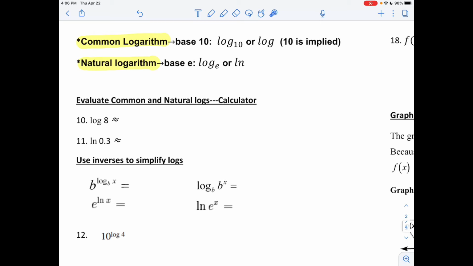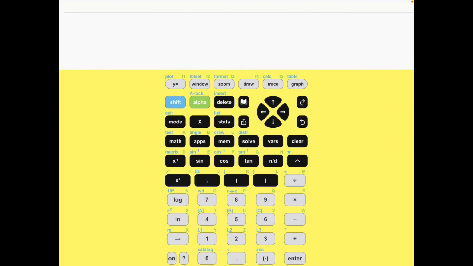All right, so we are going to do two examples. Number 10 is asking us to evaluate log 8. Remember that there is an implied base 10 here because we don't have a different base. And this one is one we can see on our calculator. I'm going to jump over to a calculator and show you what it looks like.